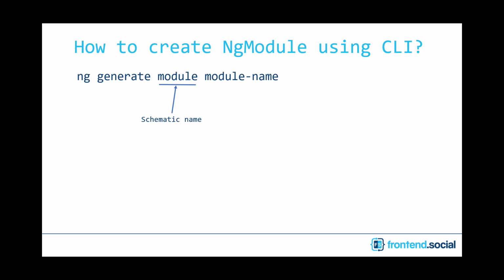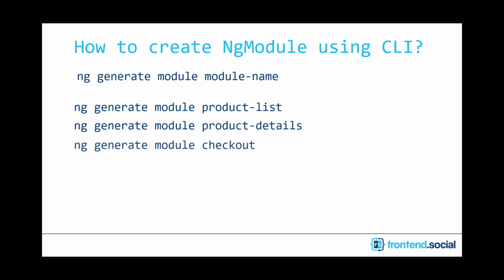This way we can create the 3 modules required for our application using the command below: ng generate module product-list, and product-list will be replaced by product-details and checkout. That is how you can create an NgModule using Angular CLI.